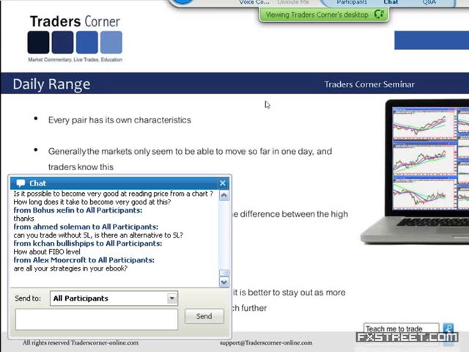Do I use yesterday's high-low lines? Sometimes. I don't use them a whole lot, if I'm honest with you, but yeah, I do keep them in mind. How about the Fibo level? The Fibonacci levels, I use those as well.